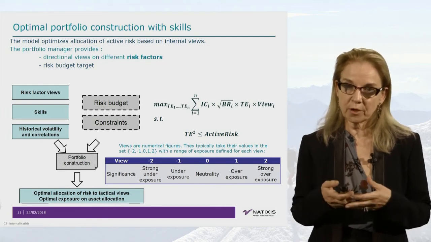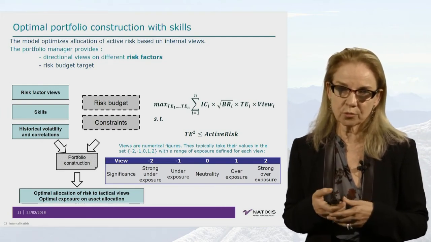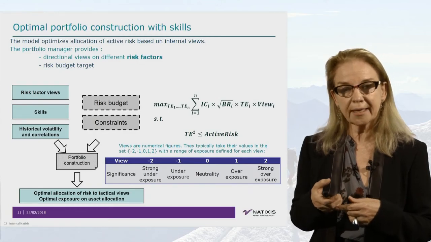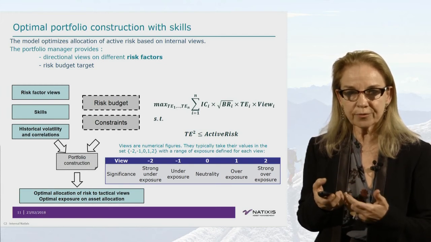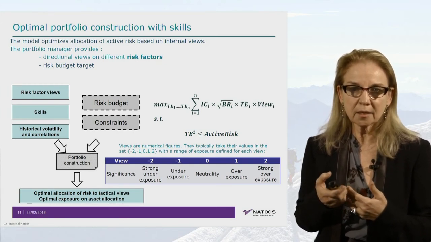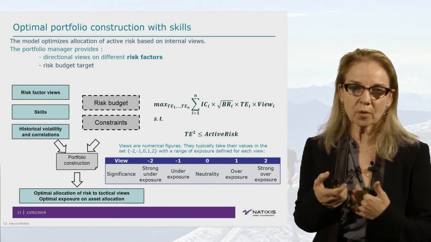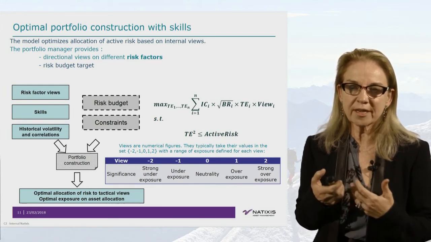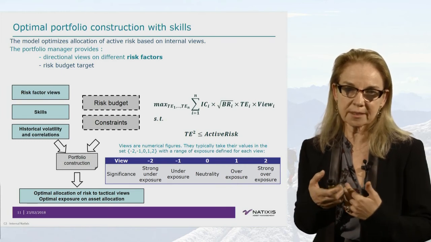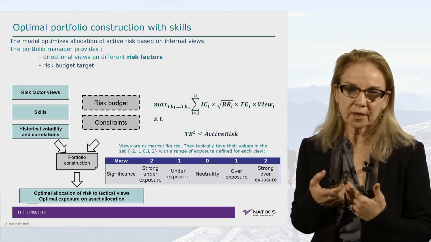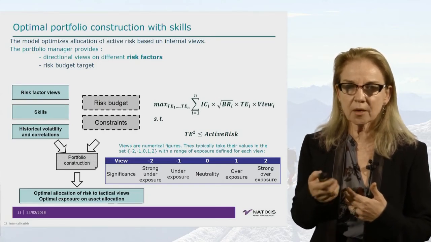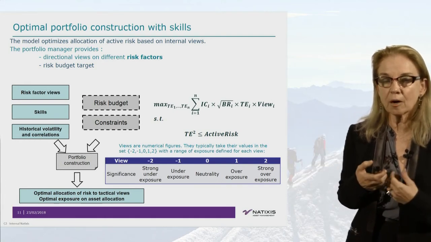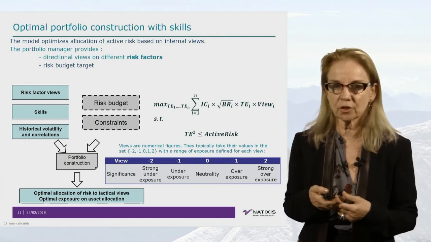Obviously, we have a risk budget, which is what we call the active risk, which is the tracking error. And I gave you an example of how we express the views. There are numerical figures, and they take values in the set -2, -1, 0, 1, 2, with a range of exposure defined for each view. So if you have a very, very bullish view, you will have a view of 2. And this combination will give us the optimal asset allocation or strategy allocation in the portfolio. Could you give us an example?